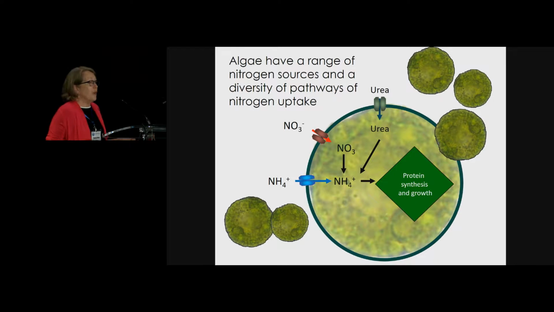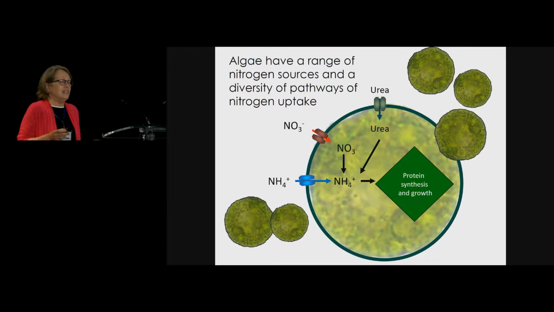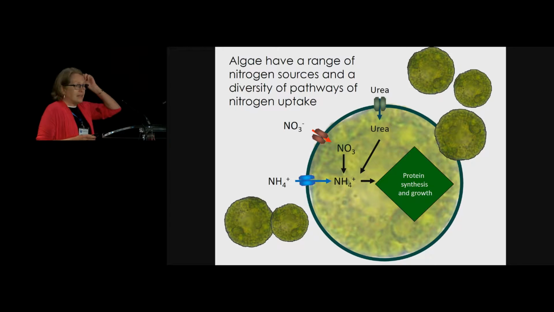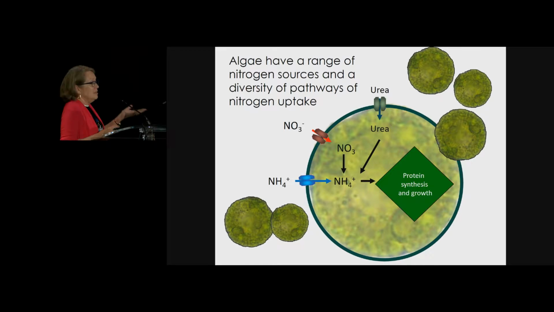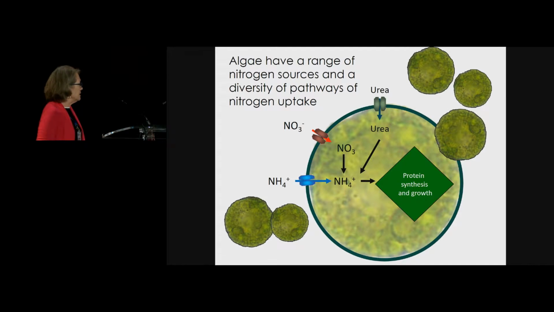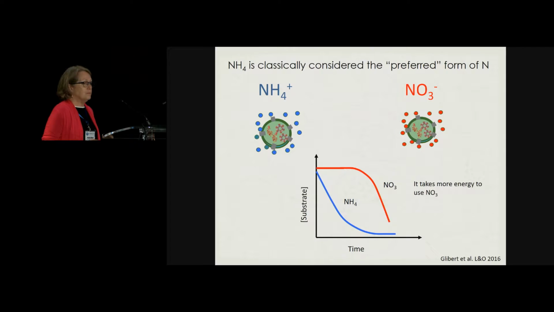We know that algae have a range of nitrogen sources they can use, not just ammonium and nitrate. There's urea, there's plenty of organic substrates that they can use. Some of the cyanobacteria, as we've just heard, can use nitrogen gas. But the use of any nitrogen form other than ammonium has to be converted to ammonium before it's assimilated into amino acids and proteins. So it takes more energy to do that. And so ammonium's long been considered the preferred nitrogen form.